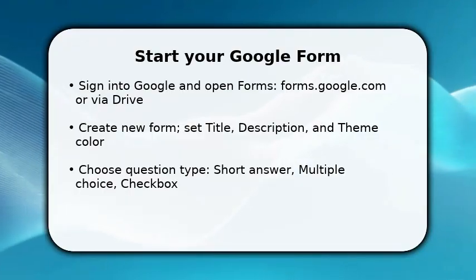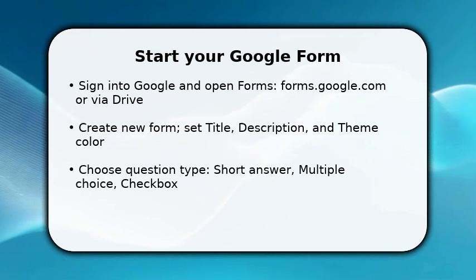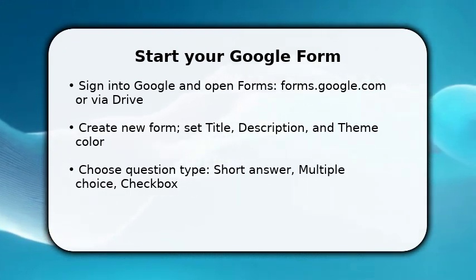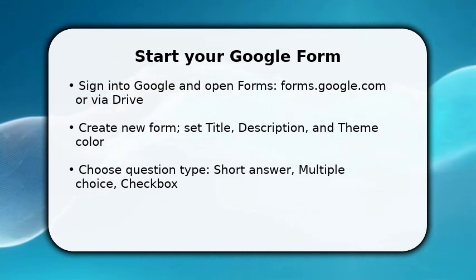You're ready to build. Sign into Google and Open Forms now. Create a new form and immediately name it so responses map correctly. Add a concise description that tells respondents why they should complete it. Next, add your first questions and choose the right type. Short answer for names, multiple choice for single answers, checkbox for multi-select.